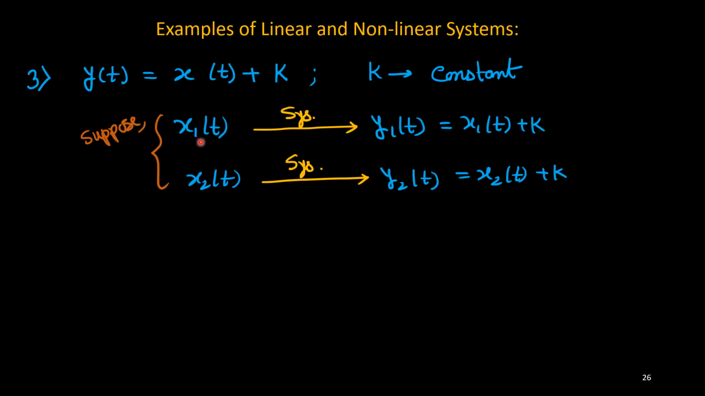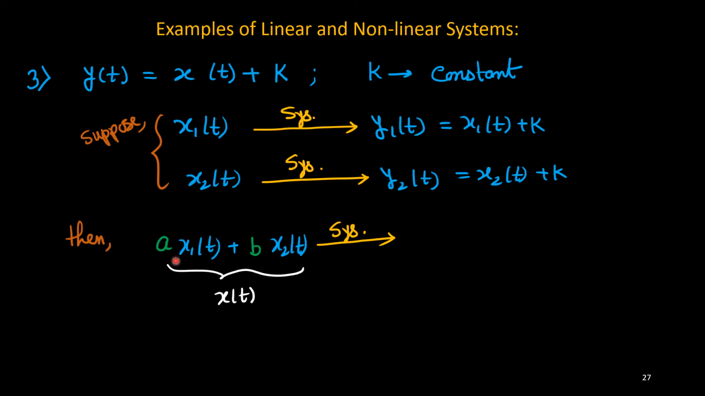Now we'll consider the superposition principle. Consider that x1(t) is applied to a system, so the corresponding output is y1(t), which I can write as x1(t) plus k, right? Similarly, if we apply x2(t), the corresponding output would be y2(t) equals x2(t) plus k. Now, if I consider a linear combination of these two, a x1(t) plus b x2(t), that is a composite signal. Suppose it is x of t, and it is applied to the system. Then the corresponding output y(t) is x of t plus k, so signal plus one constant k, that is the nature of the system.